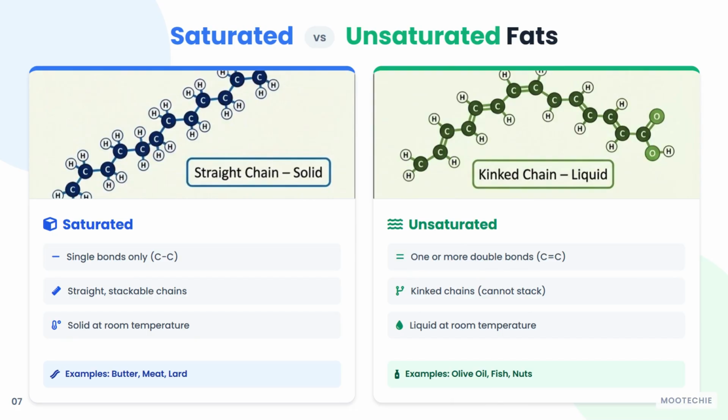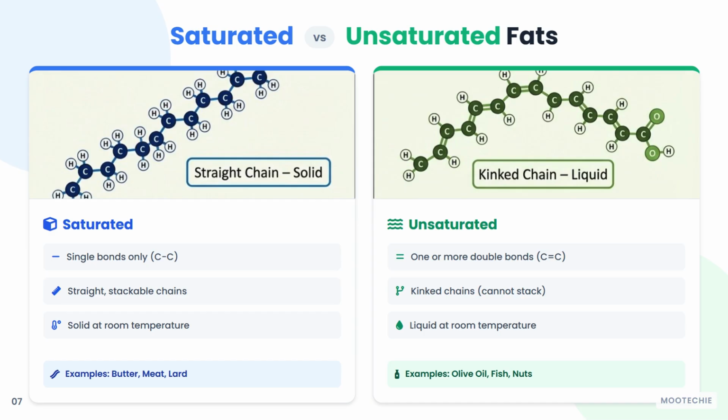Now, let's visualize the key difference: saturated versus unsaturated fats. On one side, we have saturated fats. Their chains have only single bonds, which makes them straight chains that can stack together nicely. This tight packing is why they are solid at room temperature. Common examples are butter, meat, and lard.